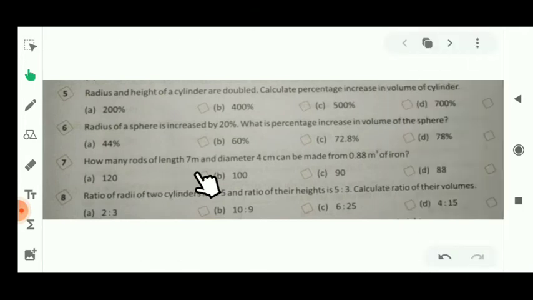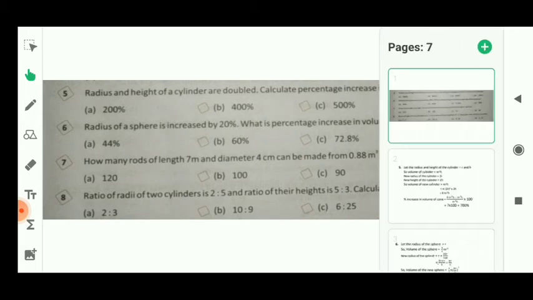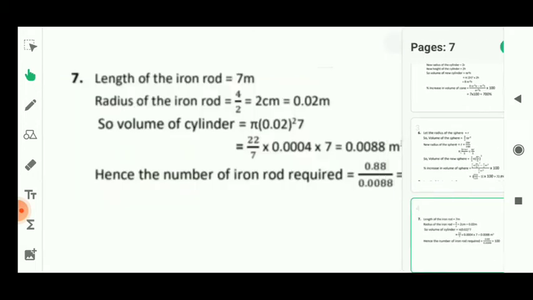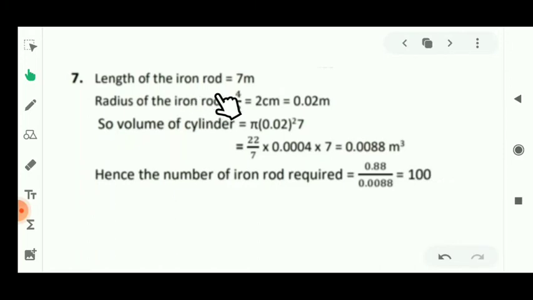How many rods of length 7 meter and diameter 4 centimeter can be made from 0.88 meter square of iron? Let's see the solution. Length of iron rod is given in the question, that is 7 meter, and because the diameter is given, firstly we will find out the radius of the iron rod, it will be 4/2, that means 2 centimeter, and when we convert centimeter into meter, its value will be 0.02 meter.